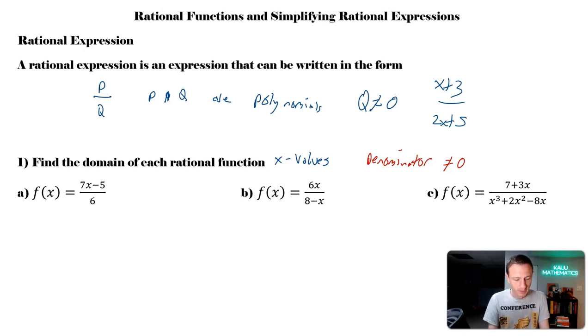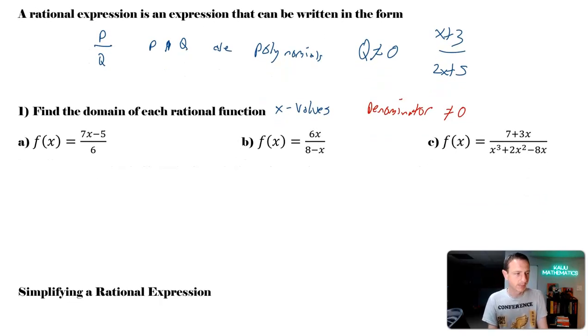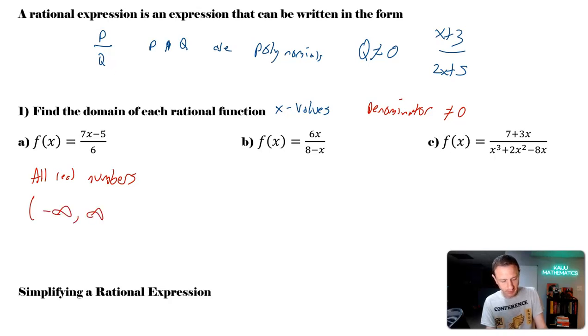So looking at letter A, we have 7x minus 5 over 6. I don't really care what's happening in the numerator when I'm trying to define the domain. All I'm really looking at is the denominator, and that's just a constant of 6. So I don't have any potential restrictions there, so it's going to be all real numbers. I could write that as negative infinity through infinity. So for every x value, it's going to exist.